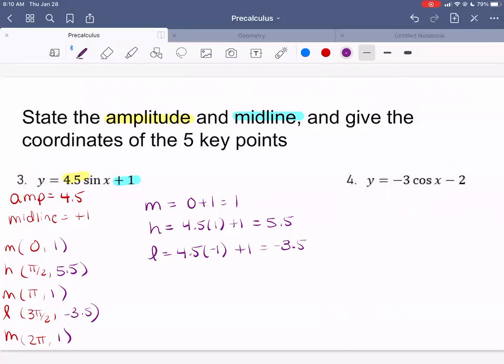Now what you guys are going to do is go ahead on Google Classroom and work on the practice problems that are there. In those, you're finding the amplitude, the midline, and the coordinates of the 5 key points, just like we've been doing here. If you have any questions at all, just let me know, and I will make a video to go over it for you.